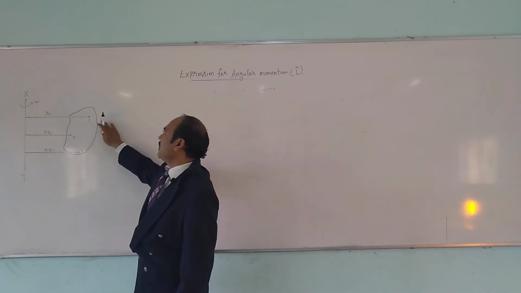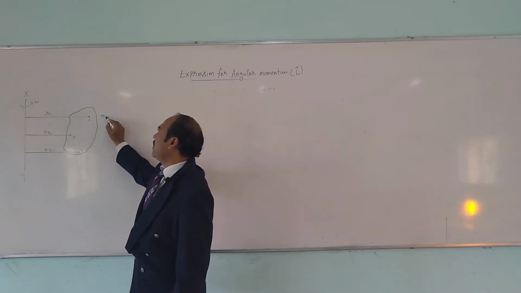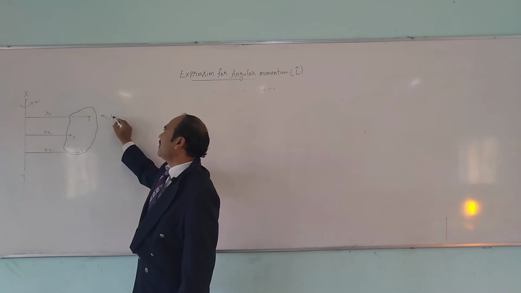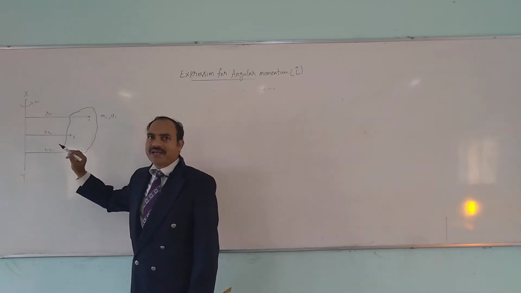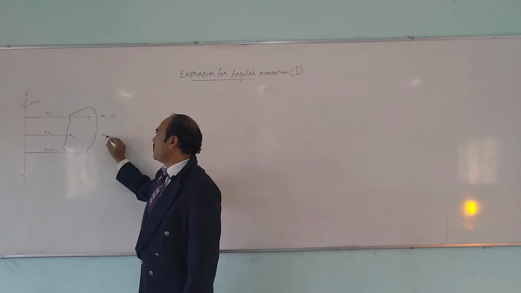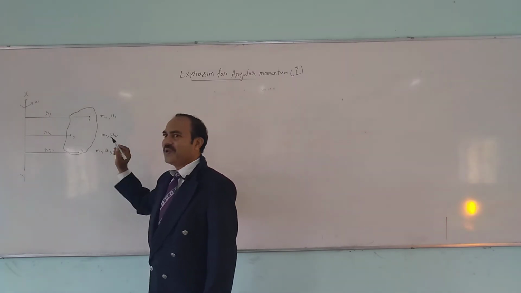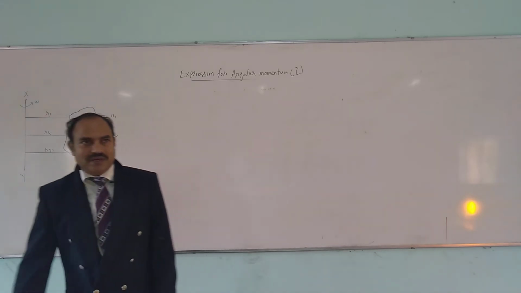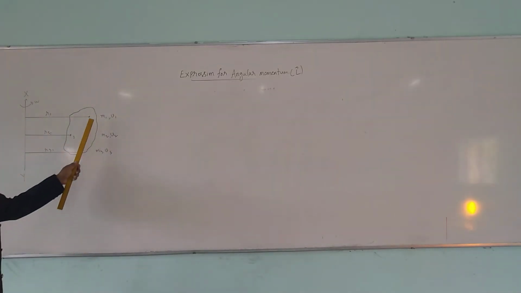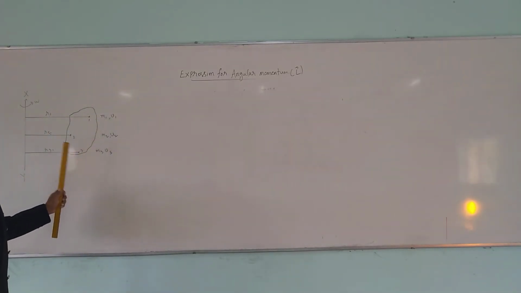Let particle number 1 have a mass m1 moving with instantaneous velocity v1. Particle 2 has a mass m2 moving with instantaneous velocity v2, and particle 3 has mass m3 moving with velocity v3. Now let us write the linear momentum of particles 1, 2 and 3.